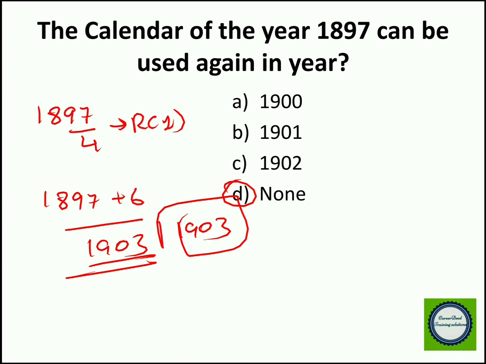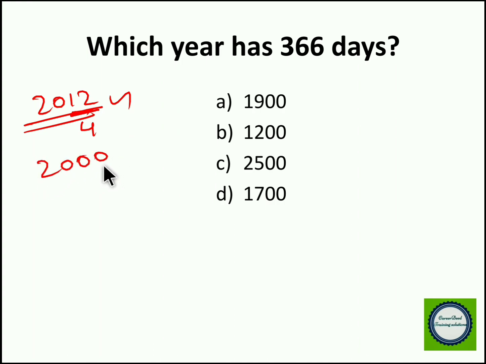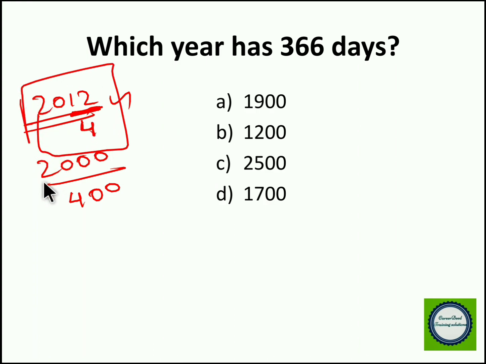Moving to question number 8. Which year has 366 days? Now we know a leap year always has 366 days. Now 2012 is not actually a century, but here the last 2 digits are divisible by 4. So it is a leap year. If you take 2000, 2000 is a century. So if it is a century, it has to be divisible by 400. If it is a normal leap year, it can be divisible by 4, so you can consider this a leap year. But if the leap year happens in a century, you have to divide that by 400.